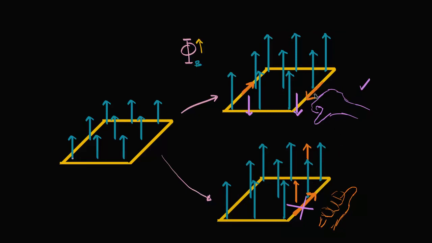And this idea that the orientation of the current that is induced will produce a magnetic field that counteracts the change in flux, this is Lenz's law. And once again, if that wasn't true, then you would have a violation of the conservation of energy.